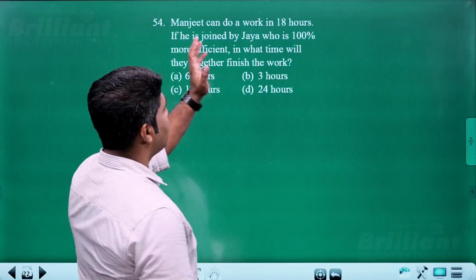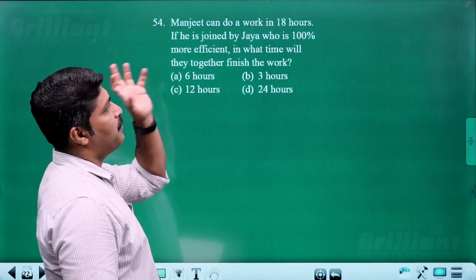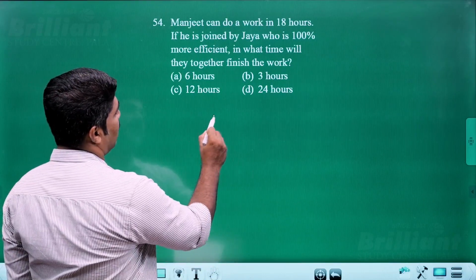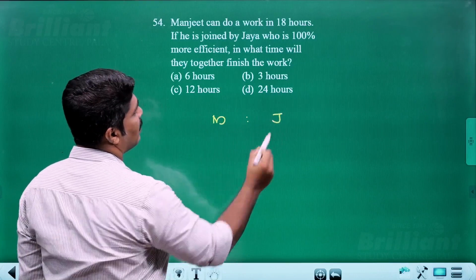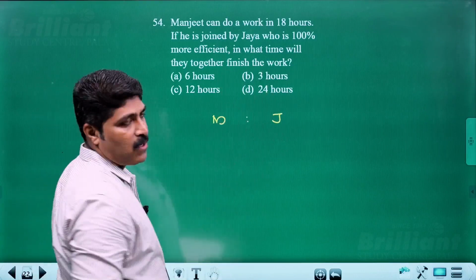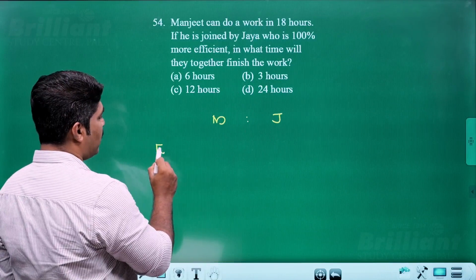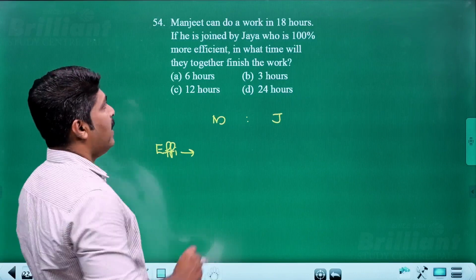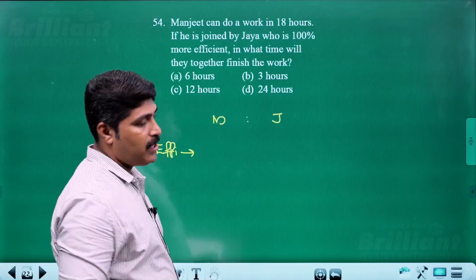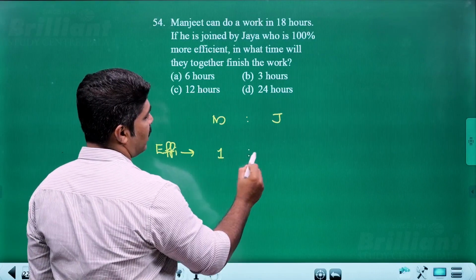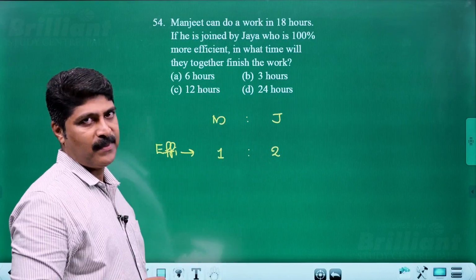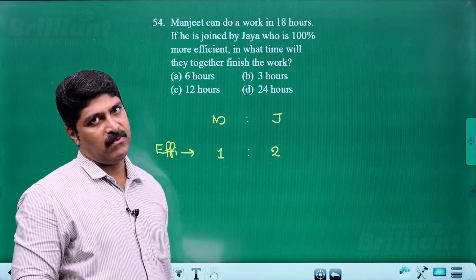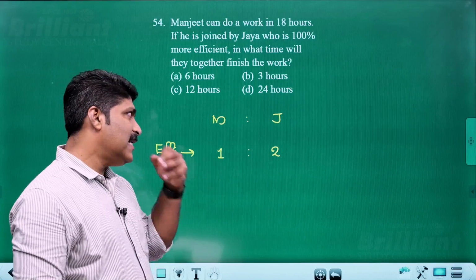First of all, we have to consider the ratio of their efficiencies. So here, if we are considering these two persons, Manjit and Jaya, it is given that Jaya is 100% more efficient. Therefore, first we are considering their efficiencies. So what is the ratio of their efficiencies? Here Jaya is twice as efficient as Manjit. Therefore, if Manjit's efficiency is 1, Jaya's efficiency is 2. That's it. Clear? So then, Manjit can do the work in 18 hours. Then Jaya in how many hours? From this step, we can easily do it.